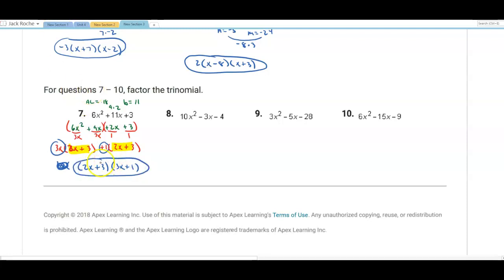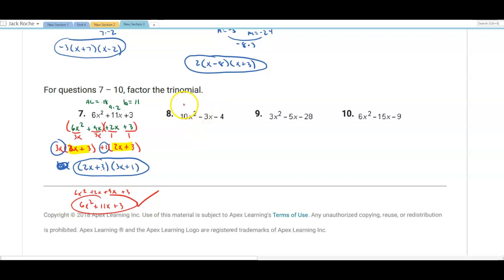How can I check my answer real quick? 2x times 3x is 6x squared. 2x times 1 is plus 2x. 3 times 3x is plus 9x. 3 times 1 is 3. And right away, 6x squared plus 11x plus 3. Does that check out? Does it match up? Yep. So I know this answer is correct.